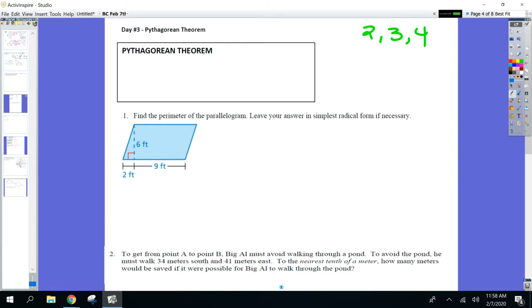Quick review here. We know Pythagorean theorem is a squared plus b squared equals a little c squared, right? What is c? Hypotenuse. And if you're ever concerned, where's the hypotenuse always located? Across from the right angle. Doesn't matter how the triangle's turned or flipped, it's always across from the right angle. And then how about a and b? Legs, yep. So we're going to use Pythagorean theorem in a couple different ways today.